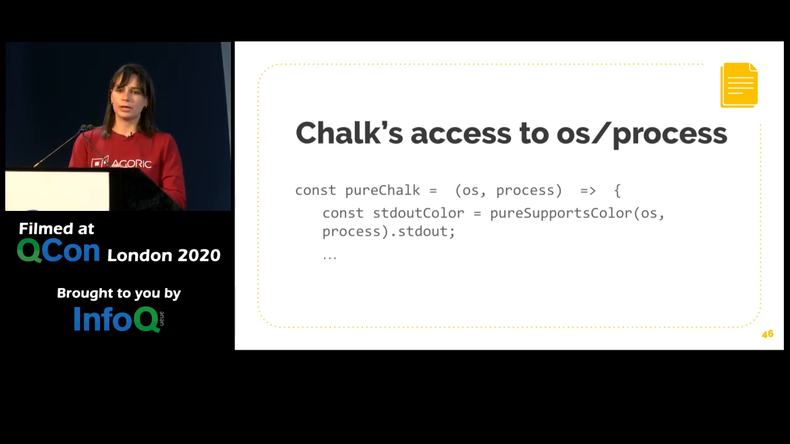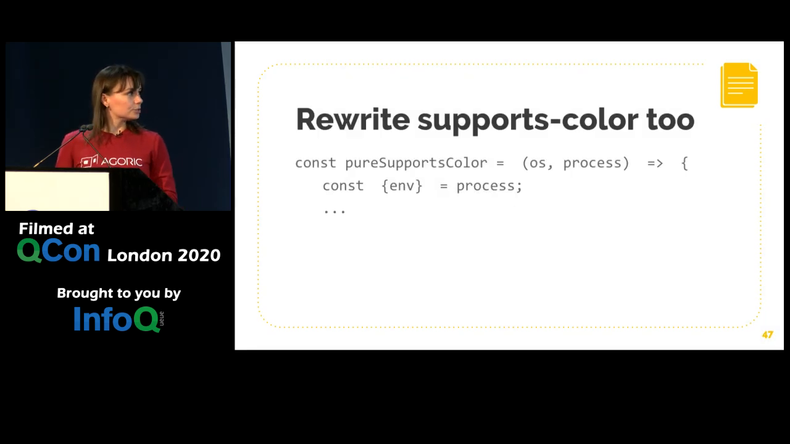OK, so Chalk's access to OS and process. First, let's try to get rid of all of the ambient authority. If we're executing this within a SES compartment, we've already solved that problem. We actually can't import OS and process, right? So what we're going to want to do is to pass in that authority instead in the form of arguments. So we rewrite Chalk so that it takes in OS and process. And we do the same thing to supports color as well.